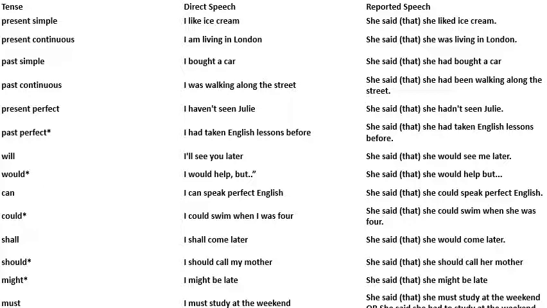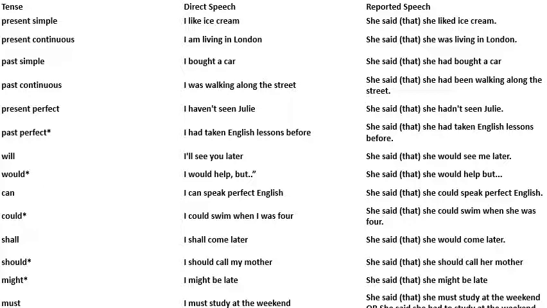Present continuous. I am living in London. She said that she was living in London. Past simple. I bought a car. She said that she had bought a car. Past continuous. I was walking along the street. She said that she had been walking along the street. Was walking becomes had been walking.